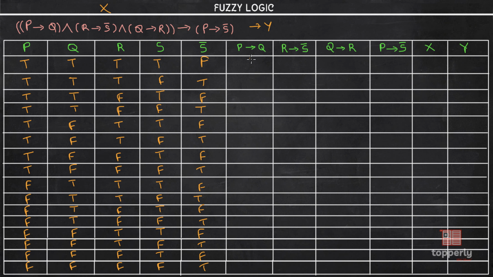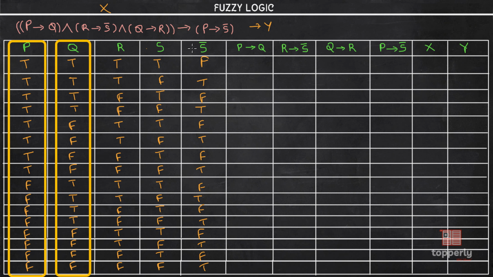Next we have P implies Q. That is, we have to consider the P column and Q column with the implication operation. So we know that true and true will be true. Similarly, then we have true and false, which will be false. Then we have false and true, which is true. And lastly, false and false, which is again true.